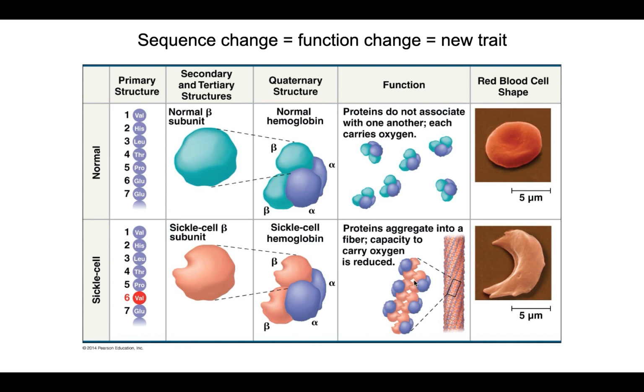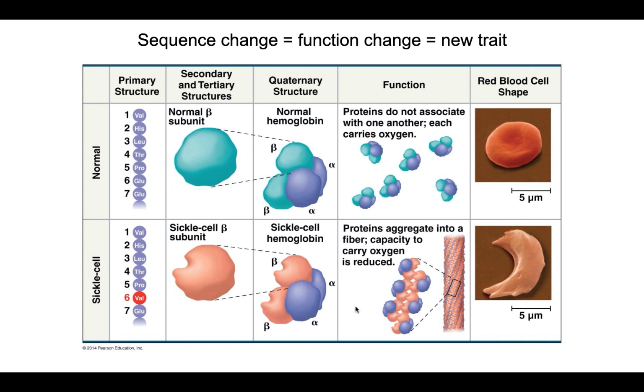It'll have a new function. It sticks to one another. Stick, stick, sticks. They're not supposed to do that. But because of this change, because of this structural change, we get now a functional change. They stick together. They form these aggregates, these fibrils. They distend and misshape the red blood cells, and then that causes a brand new trait, and that trait being sickle cell disease. So, the sequence of a protein gives rise to its structure. The structure gives rise to its function. If you change the sequence, you change the structure, and therefore you change the function.